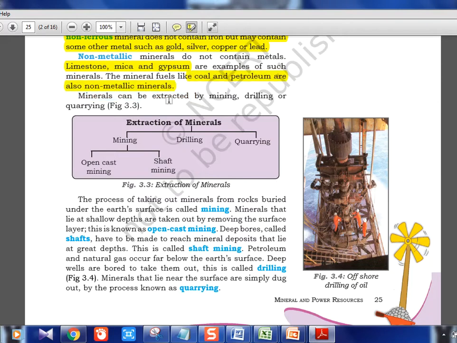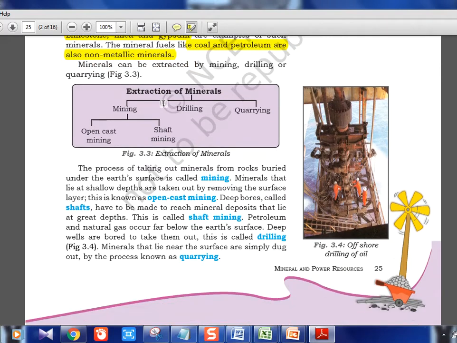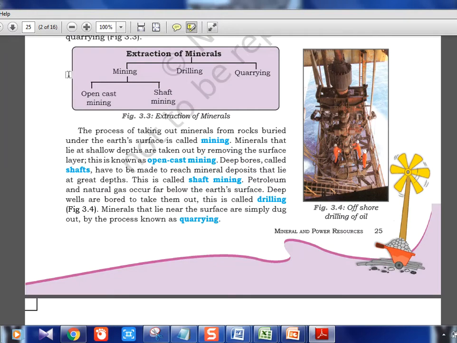So mining, drilling, quarrying, these are all different methods by which they extract the minerals. Then there is open cast mining and there is shaft mining. We'll see what the difference between all these types is. Mining, drilling, quarrying are different methods. Quarrying is something like sand quarrying or stone quarrying, where something on the surface is openly available. So here, the last line: the minerals that lie near the surface are simply dug out by the process known as quarrying. Quarrying is a very simple thing.